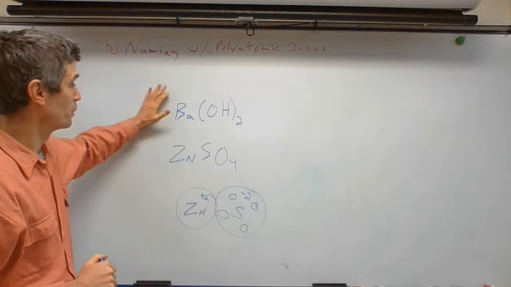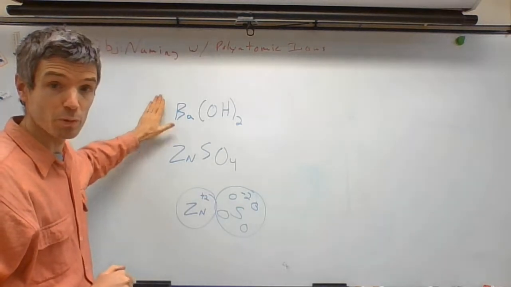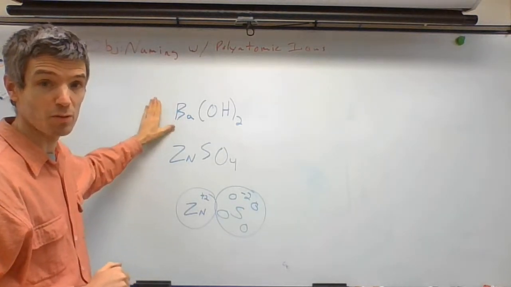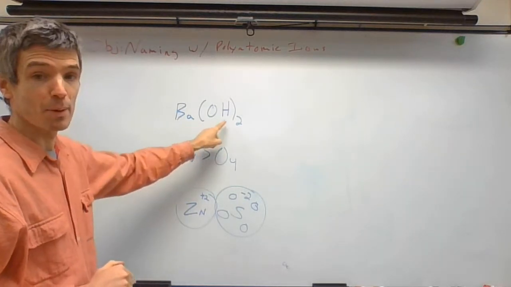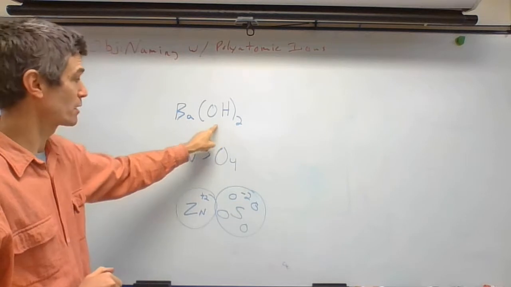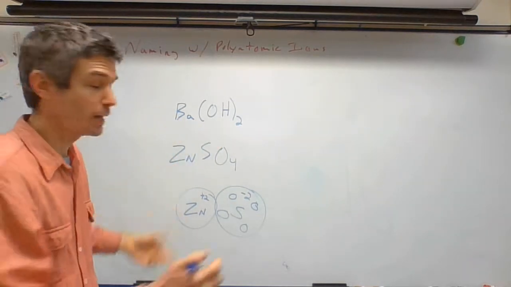So, for example, barium. Barium is in group 2, so barium's charge is always +2. So this one would be barium hydroxide. Here's my polyatomic ion, the OH, that's hydroxide. Barium is Ba.